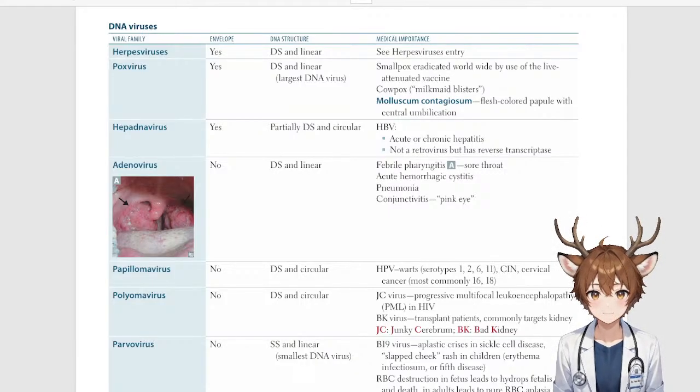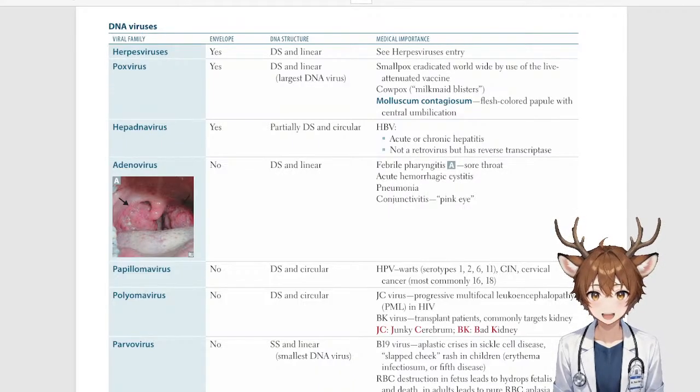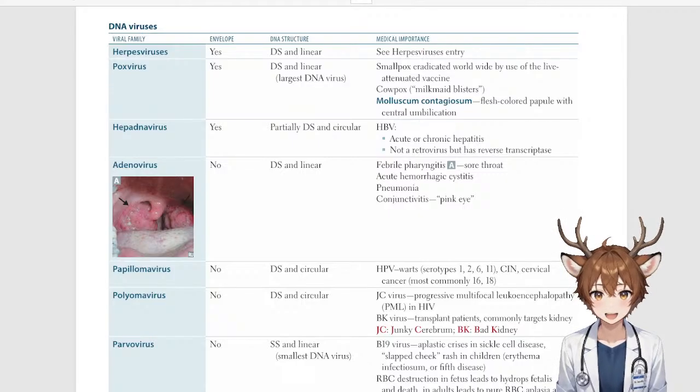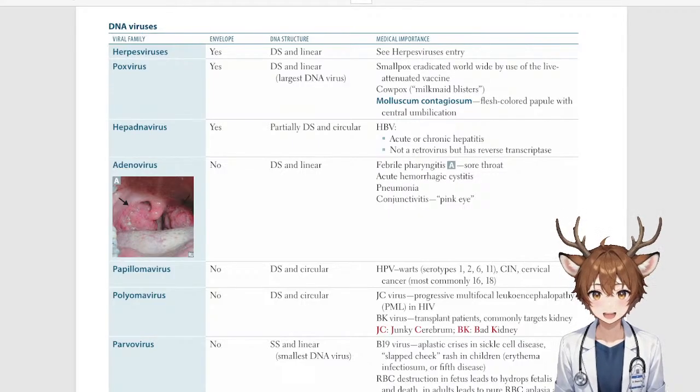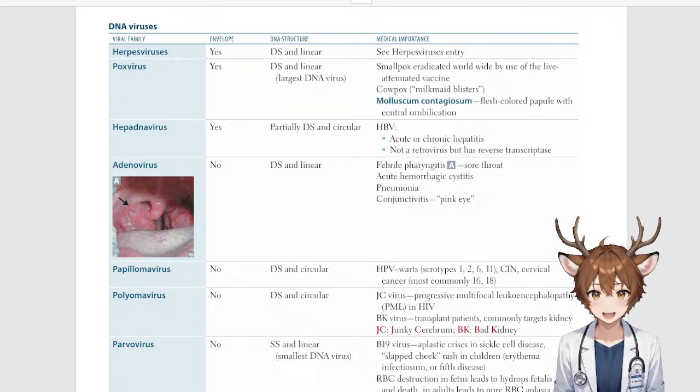Papillomavirus is not enveloped, is double-stranded and circular. It causes HPV, warts, and cancer: cervical, anal, penile, oropharyngeal. Serotypes 1, 2, 6, 11 are associated with warts, serotypes 16 and 18 are associated with cancer, and 31 and 33 can also cause cancer.